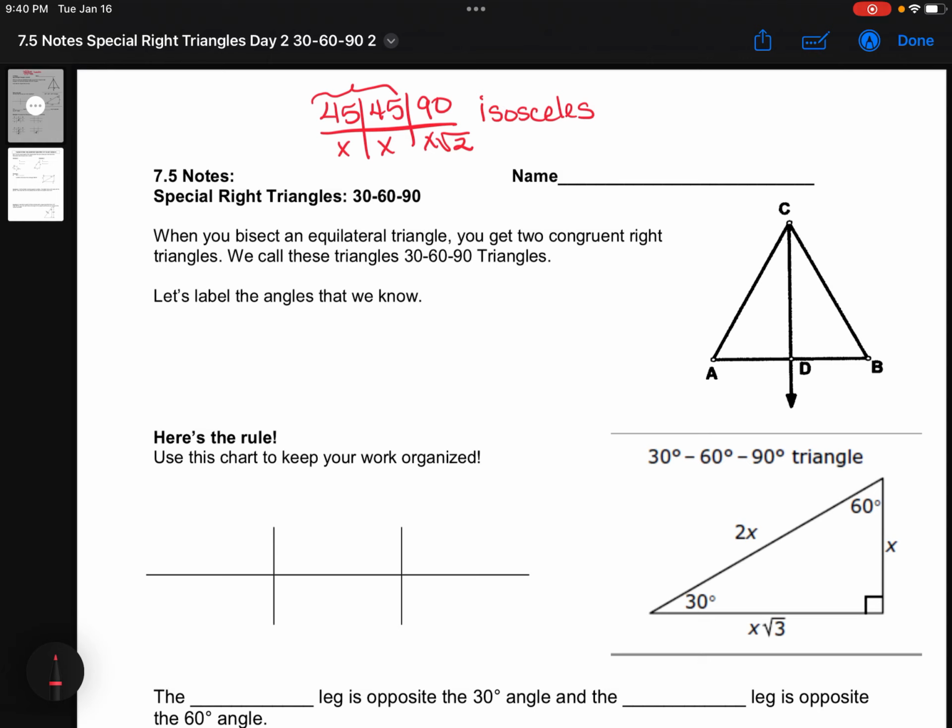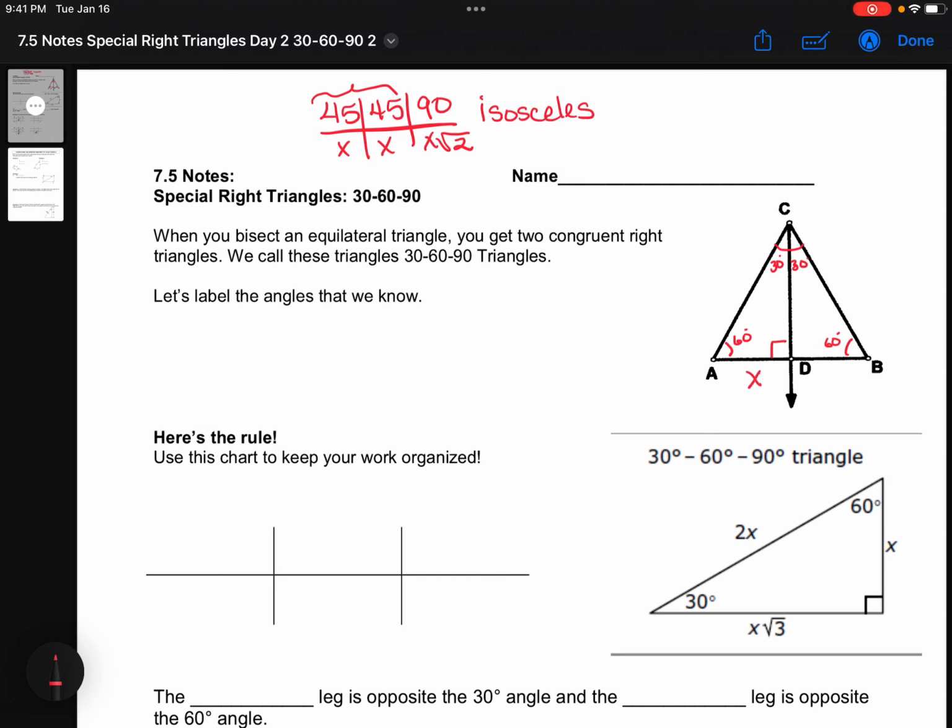We're going to cut it, we're going to bisect it. And we're going to make 30, 60, 90. So when we bisect it, that's our 90. This one was 60 and 60. And then the one at the top was 60. So when we cut it in half, we get two 30s. So those are the angles.